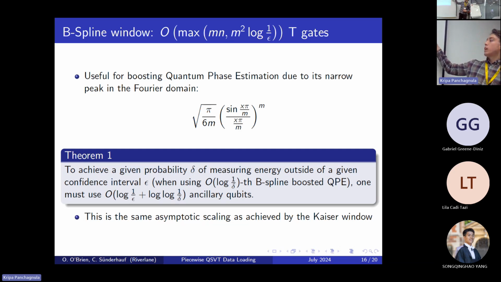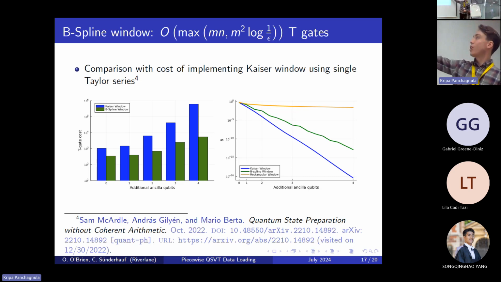But what we found is that this B-spline window has the same asymptotic scaling of tail probability as the Kaiser window. So it's not as good, but it's almost as good. And so you can see that here. On the right hand side, we can see the tail probability and the number of additional ancillas that you've needed to use to get the tail probability down, depending on the window. So the top line is our sort of control. That's if you don't use a window function. That's if you just use Hadamard.